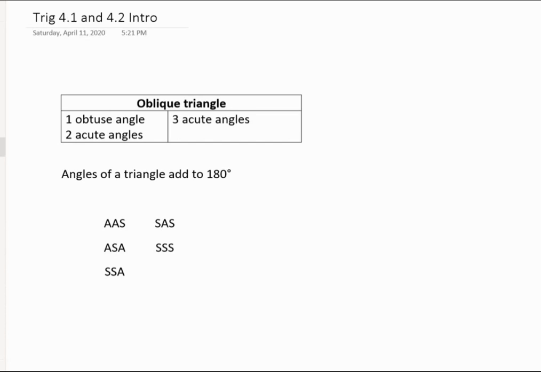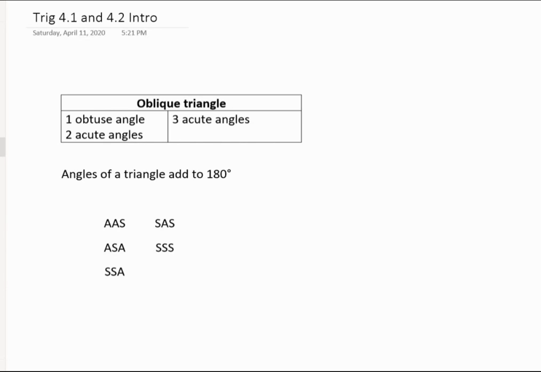First, you need to recall the definition of an oblique triangle. That just means that it is a triangle that is not a right triangle. And there are two types. You can see from the table here, the first type has one obtuse angle and two acute angles, or you could have a triangle that all three angles are acute.